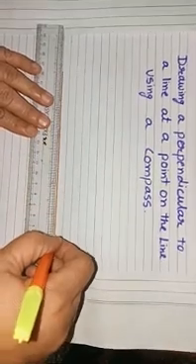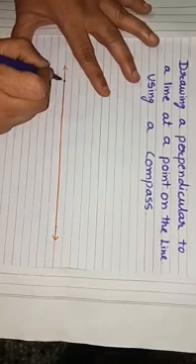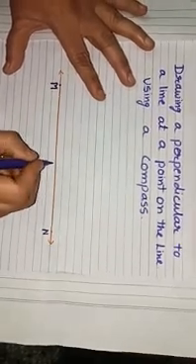Now first, you have to draw one line. I am drawing this line with the help of a sketch pen for the clarity of the video. And you have to name this line as, take any 2 points on it and name these points as M and N. Now you have to take any point K anywhere on this line MN. I am going to take this point here.